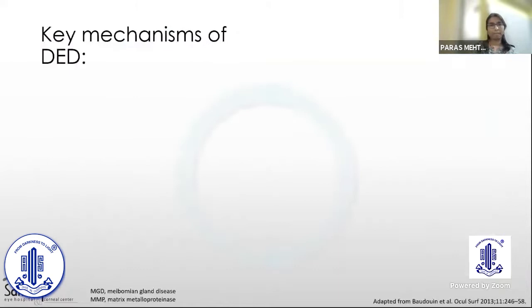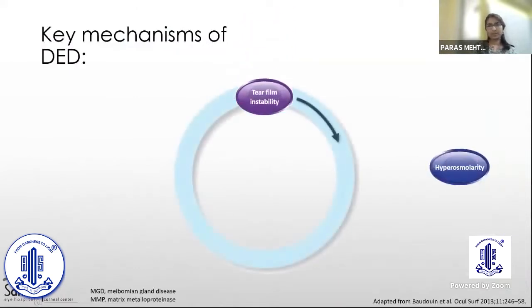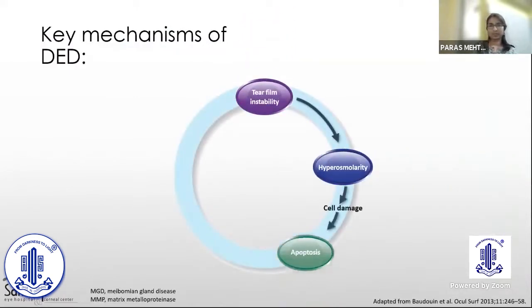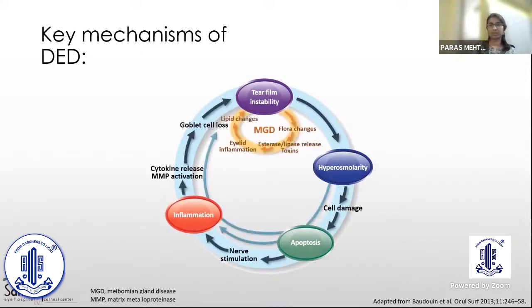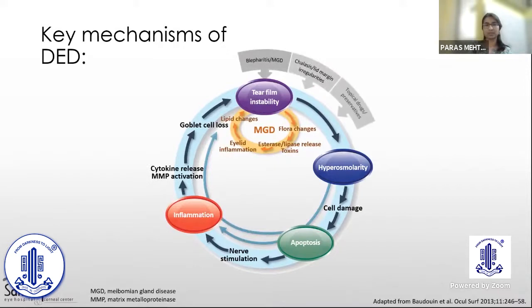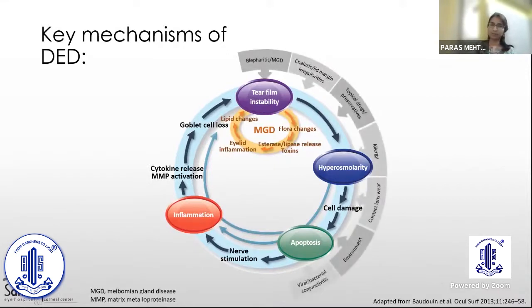Next, please. We can skip this because this circle was very well explained by the previous speaker. We can move on to the next. Inflammation being one of the key elements in dry eye disease, I would be particularly focusing on that area. Next, please.